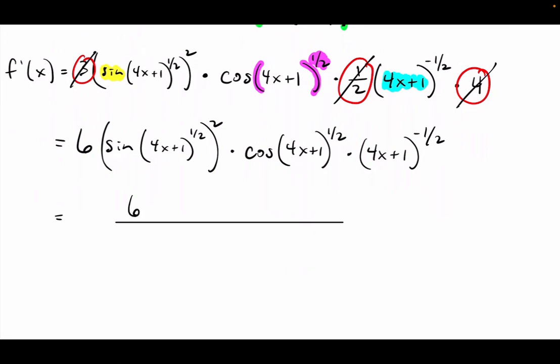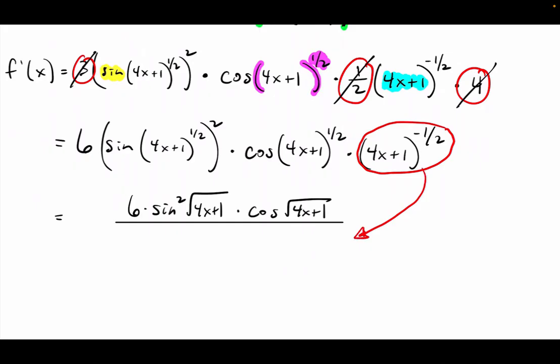So it's going to be 6 times sine squared. I'm going to put the power back there because that's where they had it to begin with, times cosine 4x plus 1. And then this guy is going to come to the bottom because it's got a negative exponent. 4x plus 1 square root. And you are done.